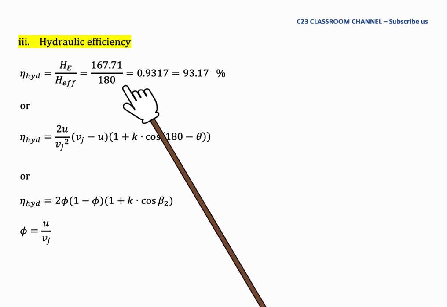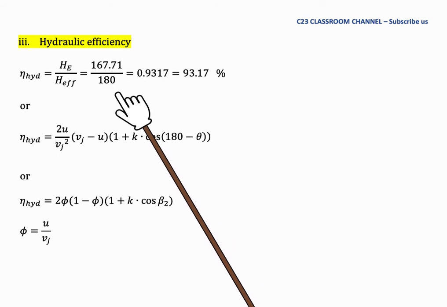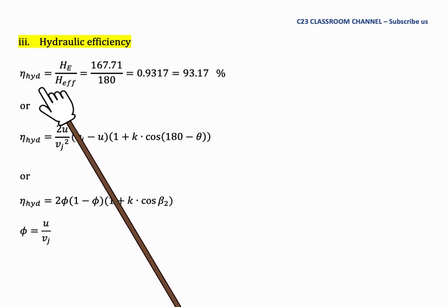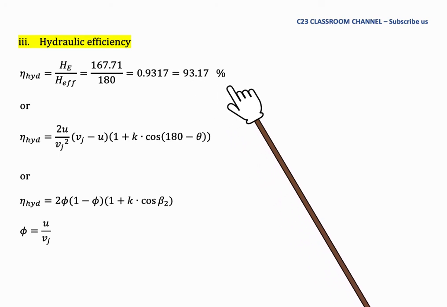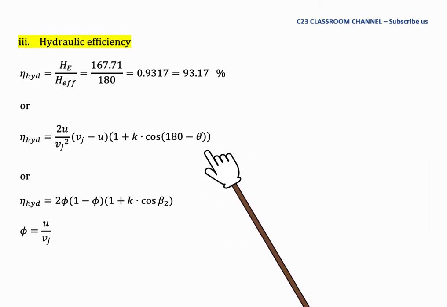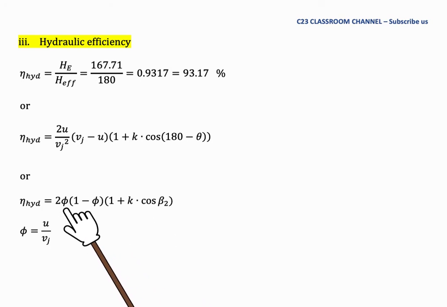We know that the Euler head is 167.71 and the effective head is 180. So we could calculate this amount, and the hydraulic efficiency is equal to 93.17%. You may also use this equation to calculate the hydraulic efficiency, or in some textbooks, they will use this kind of equation, where phi here is the speed ratio, which is equal to U over V jet.